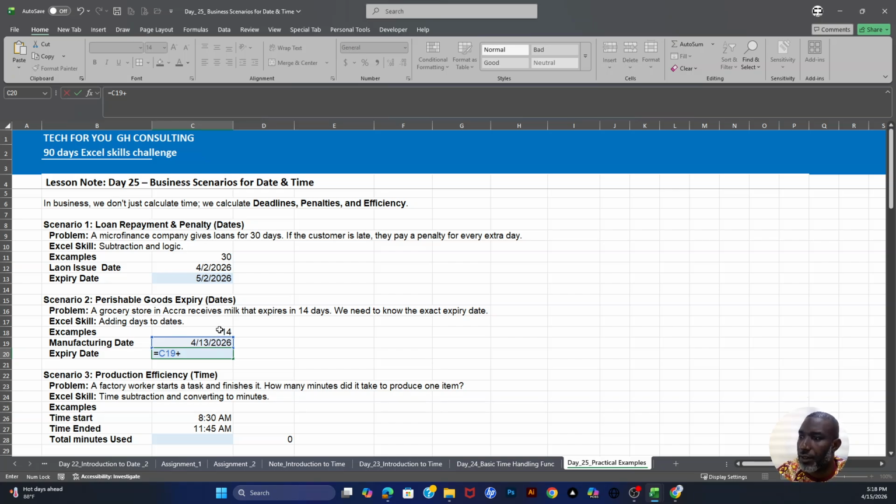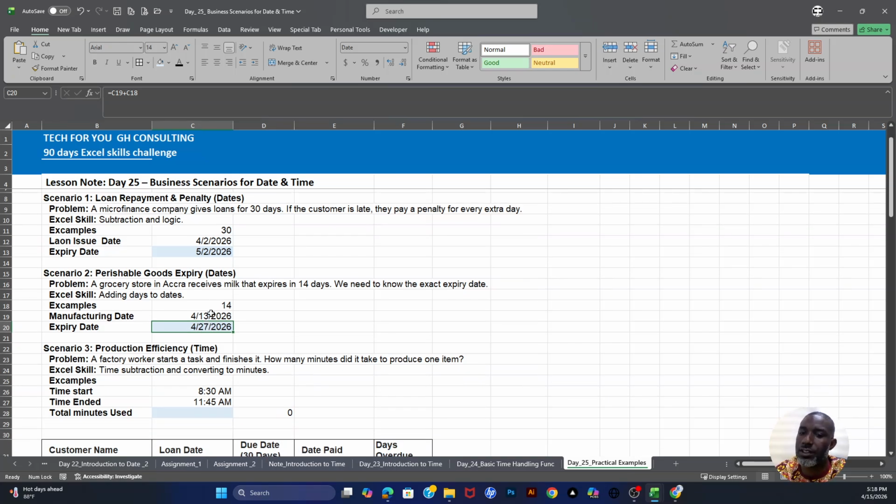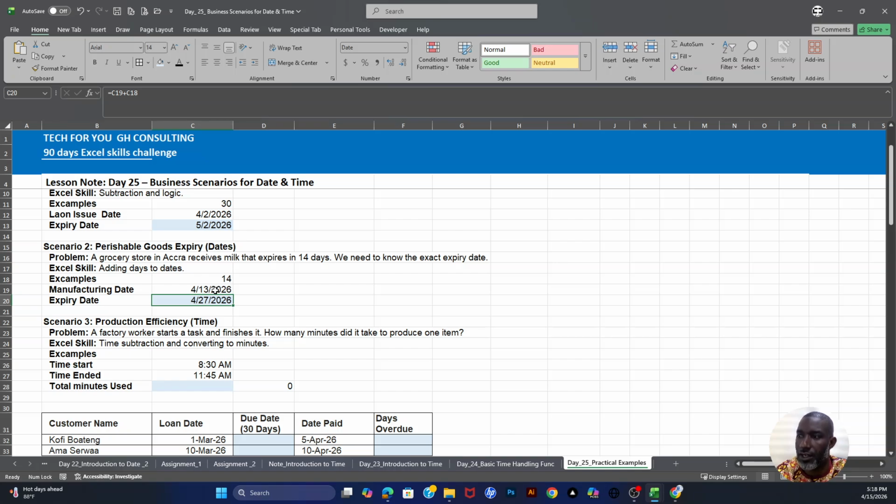Quickly we know that we can add the 14 days to the date, because dates are serial numbers. Then we can determine the expiry date. So we are saying that this milk will expire on the 27th of April 2026. After that, the milk can never be put on the shelves for sale. So these are practical ways that we can use time calculations or date calculations in Excel.